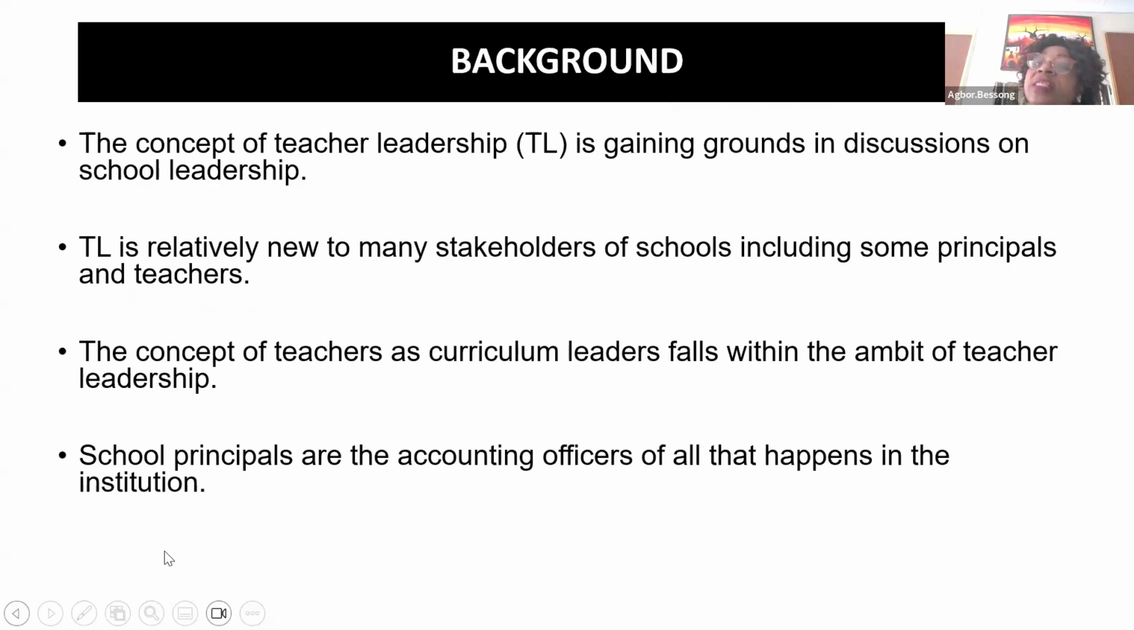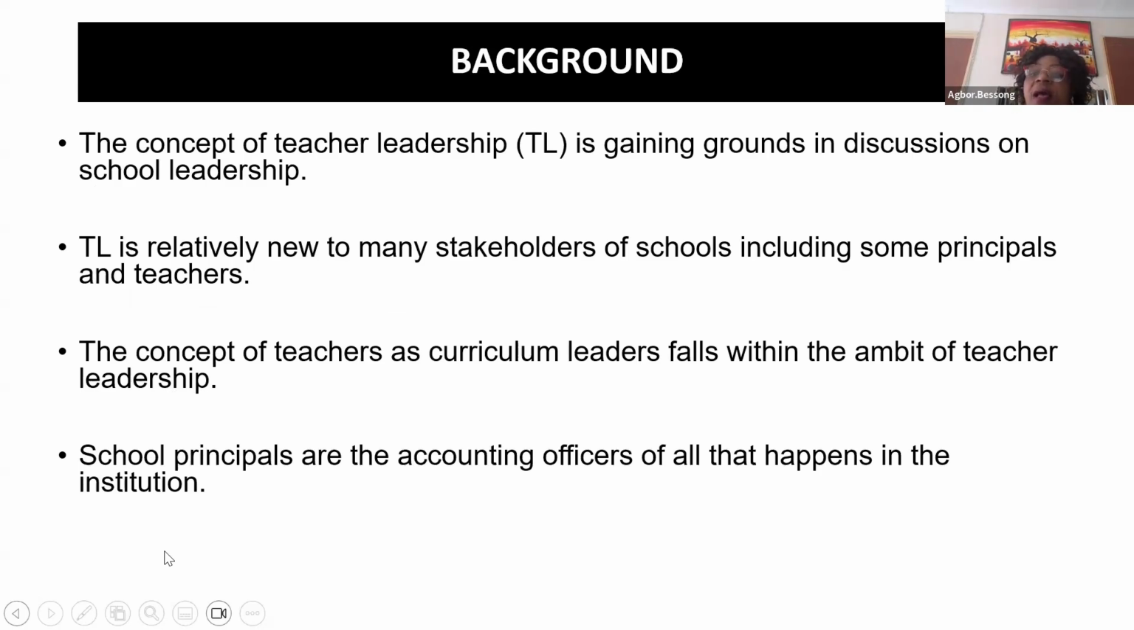The concept of teacher leadership is actually gaining ground globally, but it's relatively new to some teachers themselves. New because even though they are involved in leadership activities, it hasn't dawned on them that they are actually involved in teacher leadership activities. So the concept of teacher leadership itself falls within the ambit of school leadership in general.